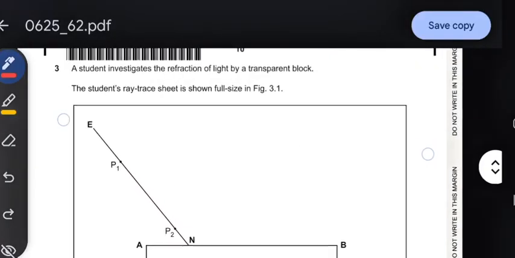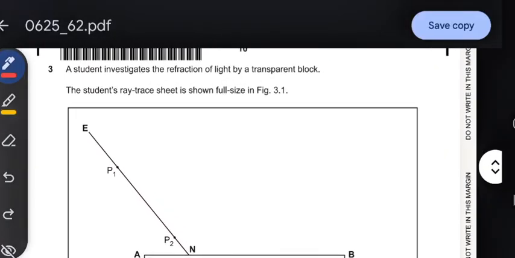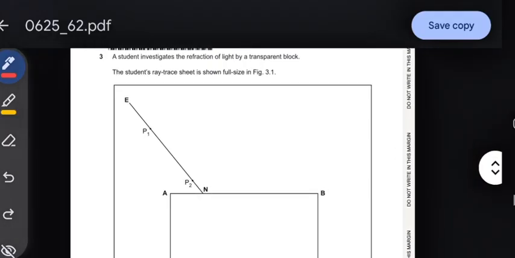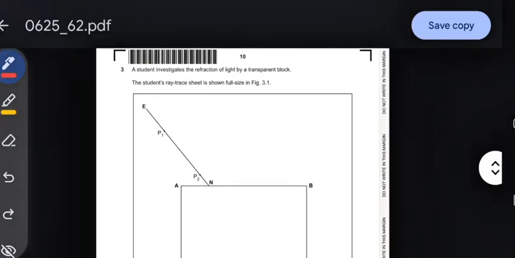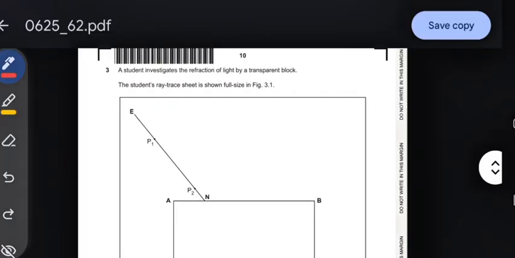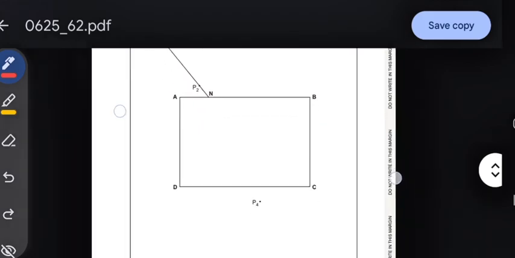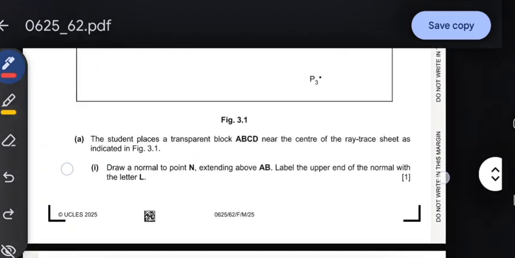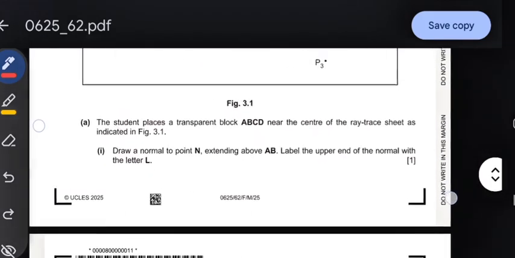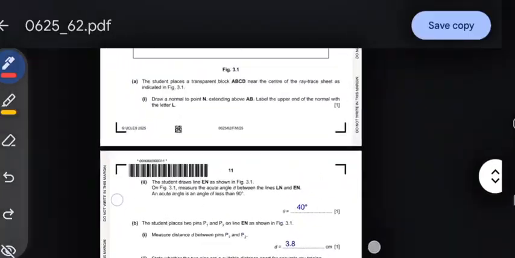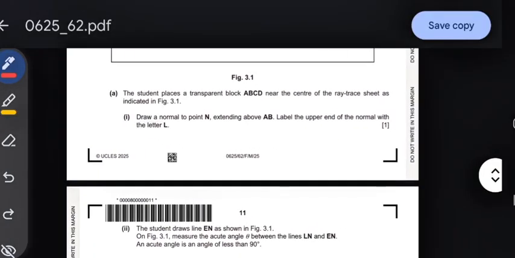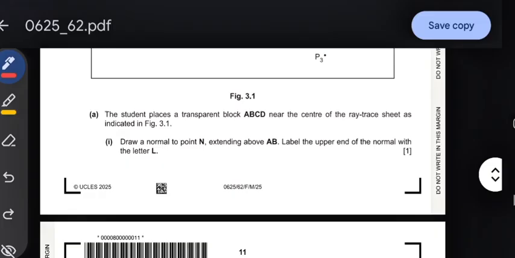A student investigates the refraction of light by a transparent block. The student's ray trace sheet is shown full size in figure 3.1. For this type of question, it's an easy mark-gaining question. Make sure your pencil is sharp, and keep your scale properly whenever you're reading the ruler. Read the questions very carefully, because most people miss some point and then get lost in the next part when asked to measure the distance.